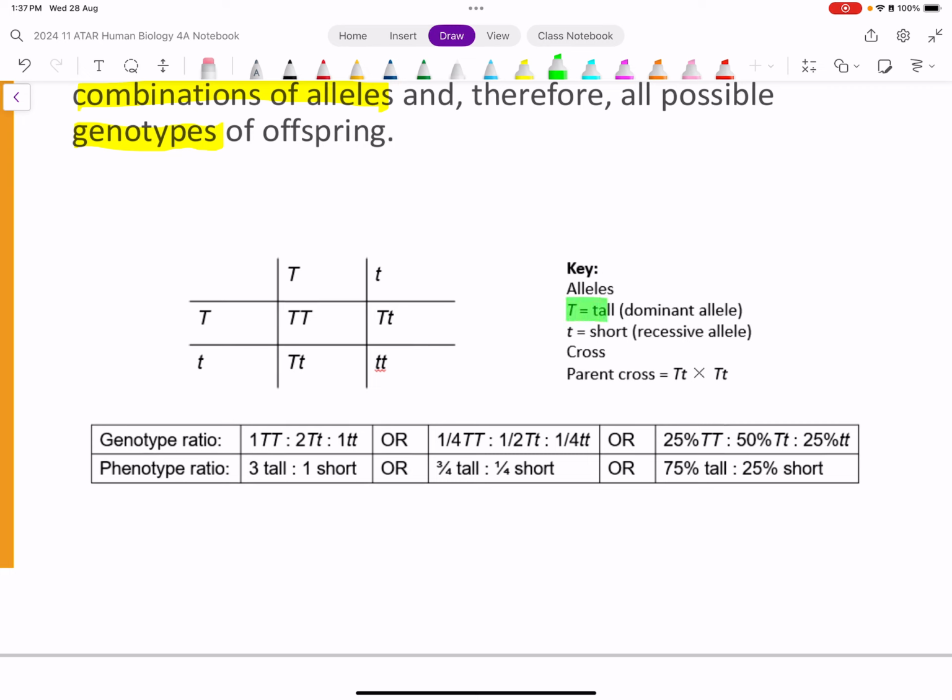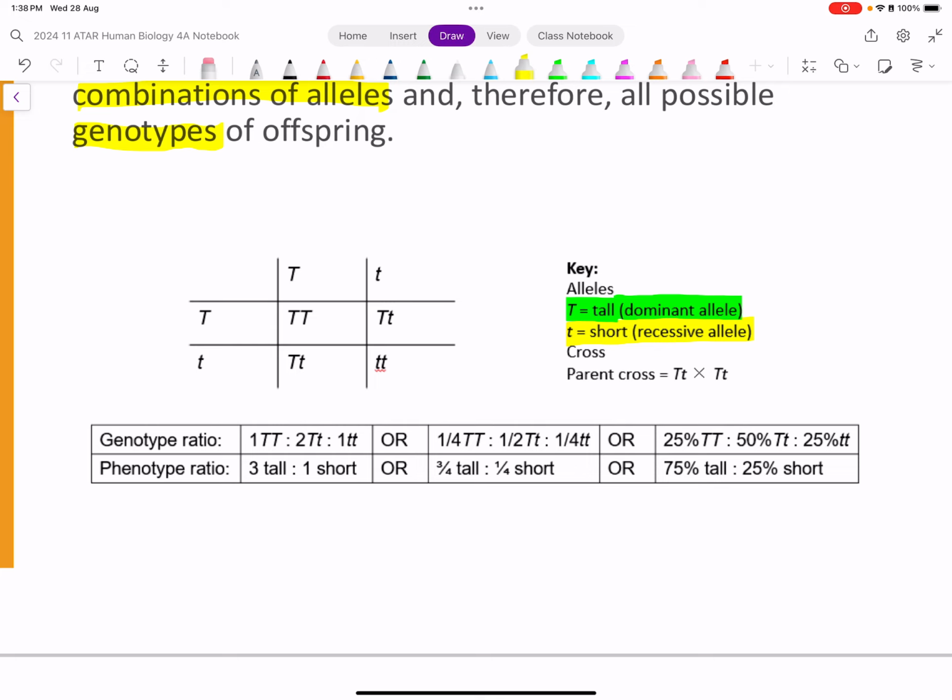So if I highlight my alleles here, I'm using a capital allele here for tall, and this indicates to us that it must be the dominant allele. Using my yellow highlighter on the other hand, my small t, my lowercase t, denotes the short allele, which in this case is a recessive allele.